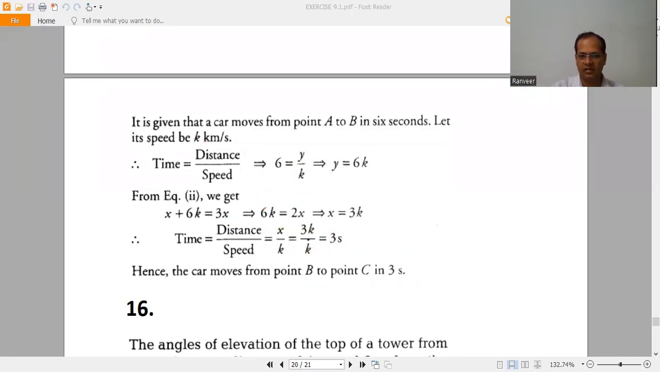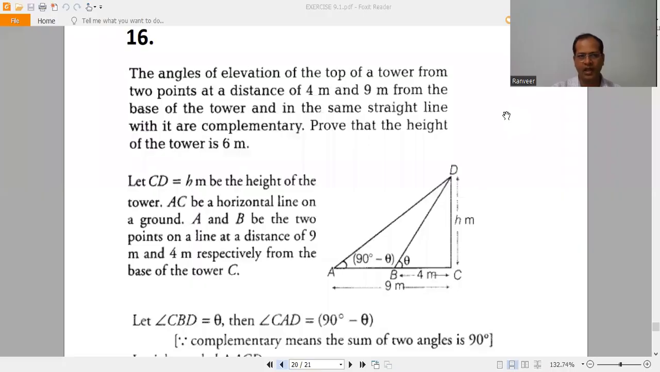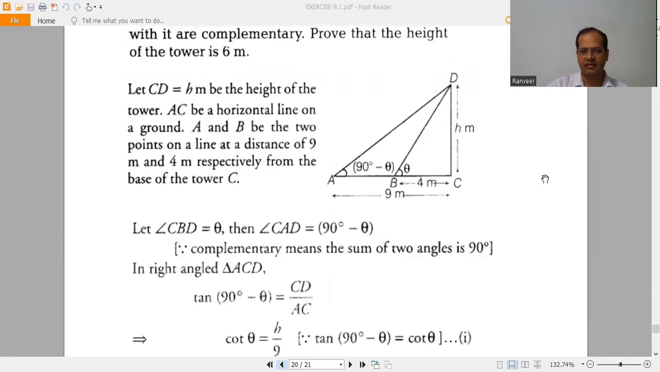Now question number 16. The angles of elevation of the top of a tower from 2 points at distances 4 meters and 9 meters from the base of the tower, in the same straight line with it, are complementary. We have to prove that the height of the tower is 6 meters.